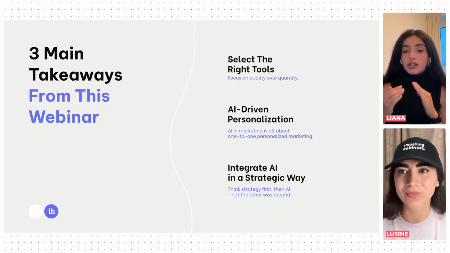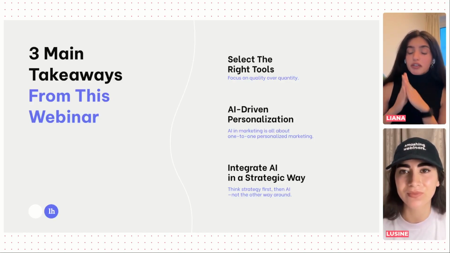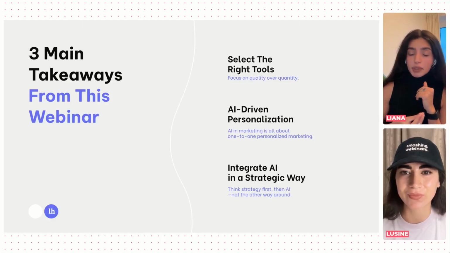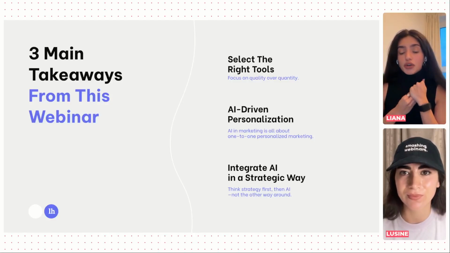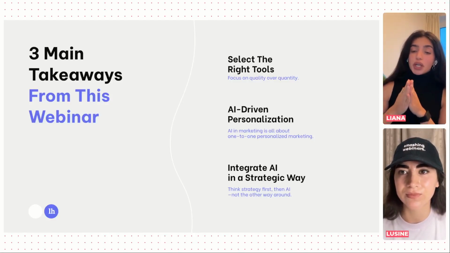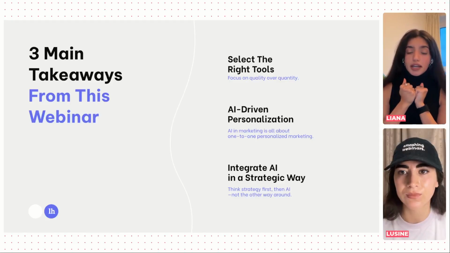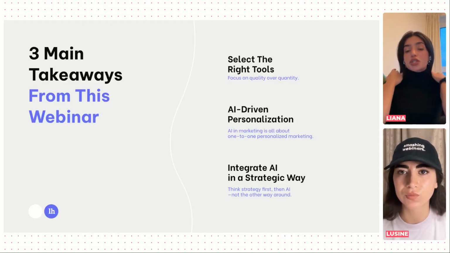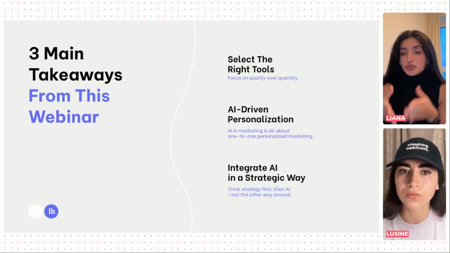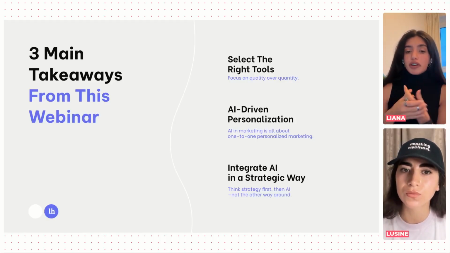The second one is, if you are working in marketing or sales, concentrate more on hyper-personalization, giving your users more relevant and more useful information, so you can still capture them. They will still see the value in your product, your community, your company. That's very important. And the last one is to integrate AI in a strategic way. Don't think first AI and then strategy. Think first strategy and then AI.